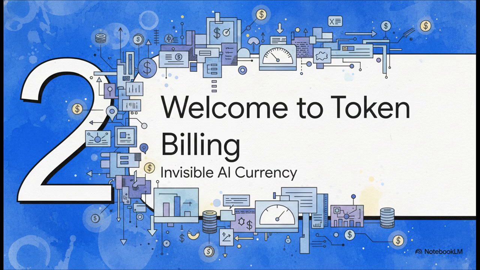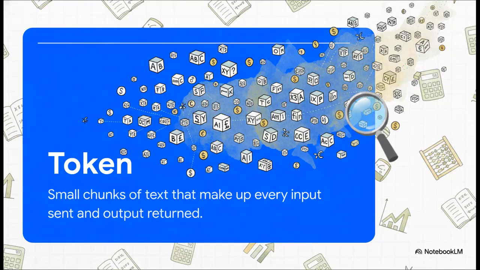Moving on to Section 2. Welcome to token billing, the invisible currency of AI. So to actually control these costs, we need to understand the basic unit that's driving that hidden taxi meter. And that unit is the token. A token is basically just a tiny chunk of text. We're talking roughly 3 to 4 characters each. To give you a kind of surprising idea of scale here, a standard Shakespeare sonnet, that's about 150 tokens.